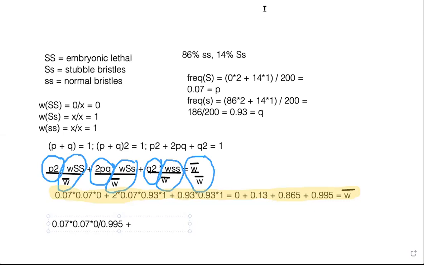And then our next term is 2 times 0.07 times 0.93 times 1 divided by 0.995. Just a sec. Let me see if I can stretch that box out. There we go.